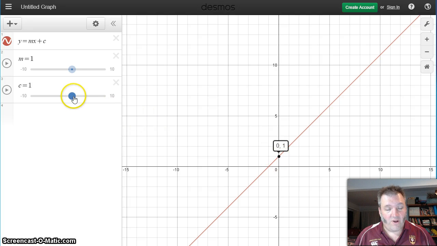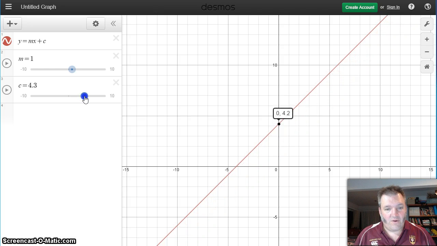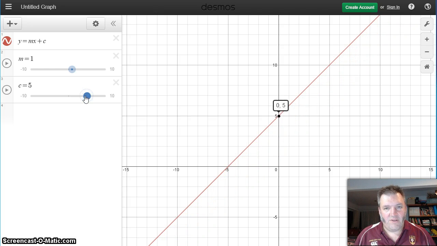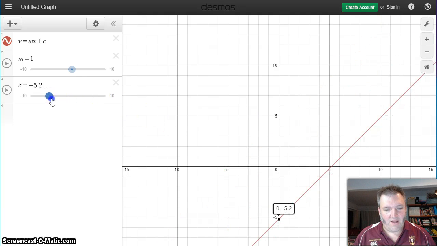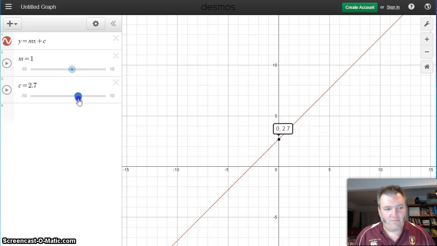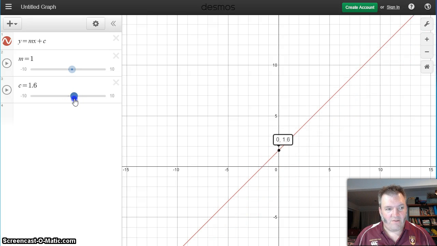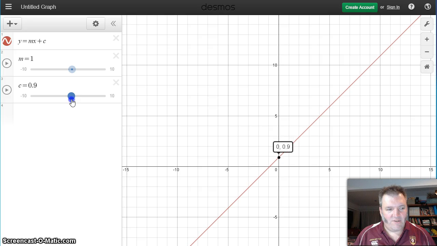As I slide this c value larger, oh look, the y-intercept is increasing by the same amount. C equals 5, the y-intercept equals 5. The gradient stays the same. The line is just shifting up and down, and as I move it up and down, the y-intercept moves with it. Pretty straightforward.